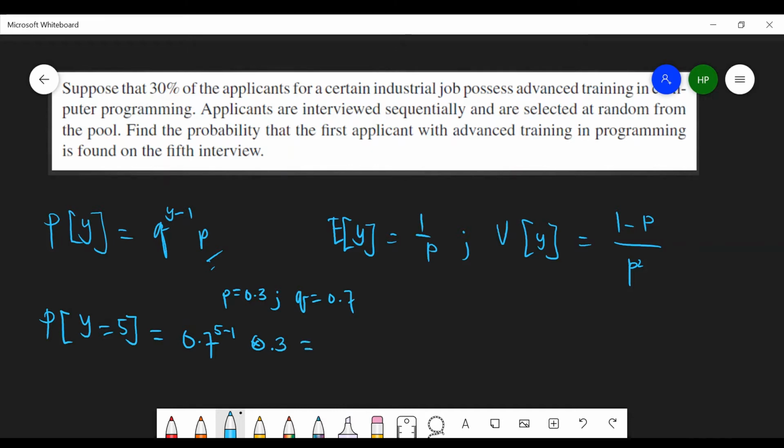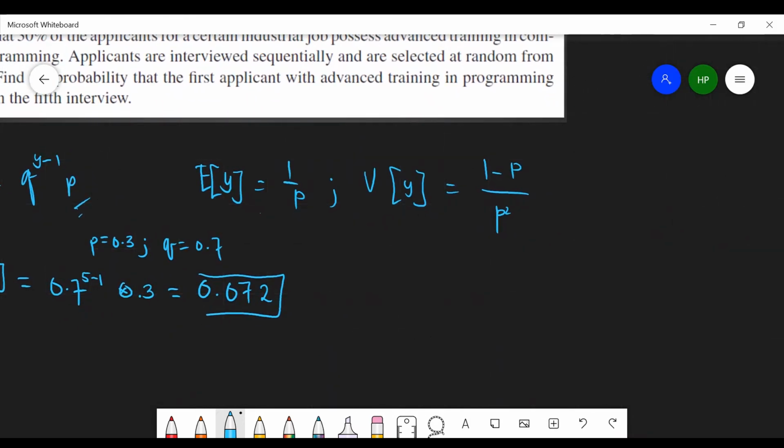And what is that equal to? Mag-calculator tayo. 0.7 to the 4th power times 0.3. And that is equal to 0.072. Therefore, the probability that the first one that we need is going to be the fifth interview is just 7.2%. Okay? Bakit nga ba ganito? Bakit parang ang baba ng probability? So, isolve natin yung expected value.